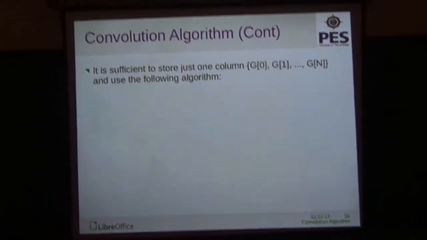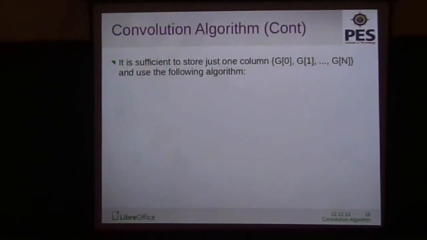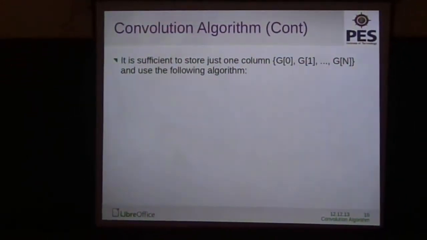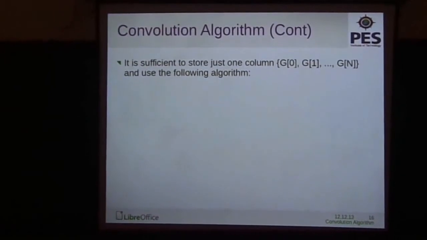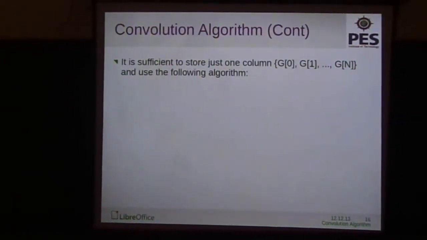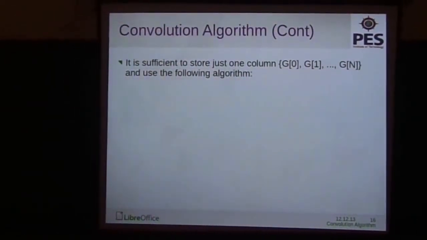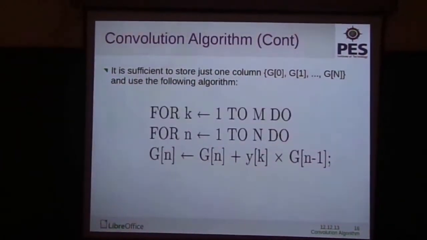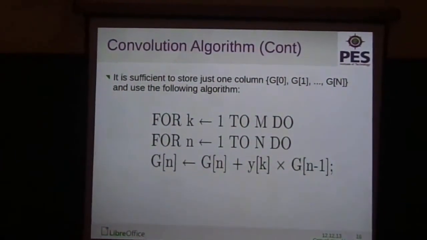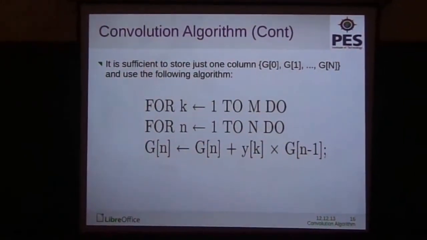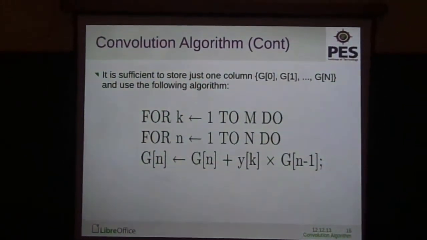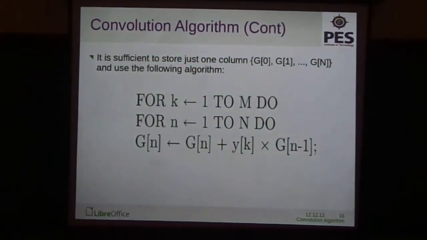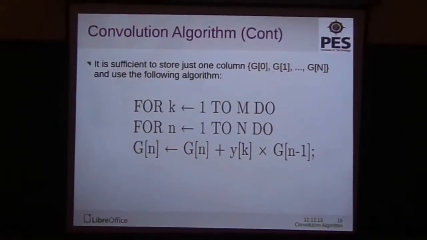Generally, only the rightmost column values are of interest, and therefore it is not necessary to store the complete table. It is sufficient to store just one column, that is g of 0, g of 1, up to g of n, and use the following algorithm, where for k equals 1 to n do, for n equals 1 to n do, g of n will be g of n plus y of k into g of n minus 1.